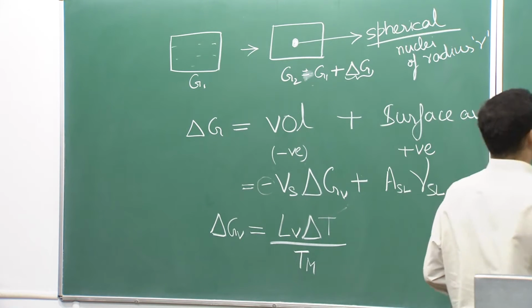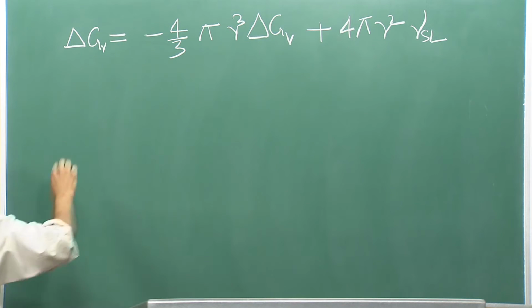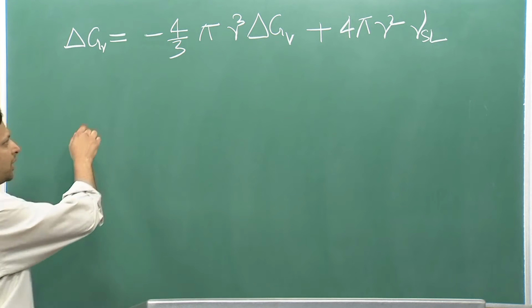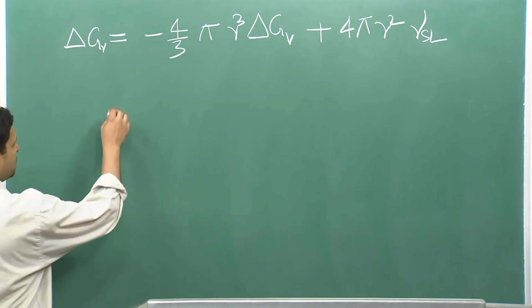So, this is the form, and since we have taken a spherical nucleus, we will put a subscript r over here. So, this becomes delta G r, or the change in the free energy for a spherical nuclei that is forming. So, this is how it will look. Now, what next? Let us plot this energy.